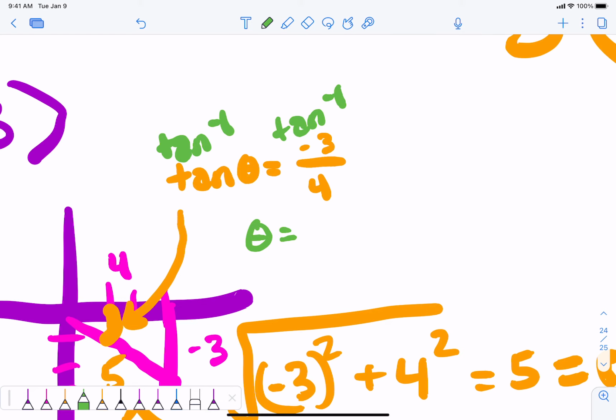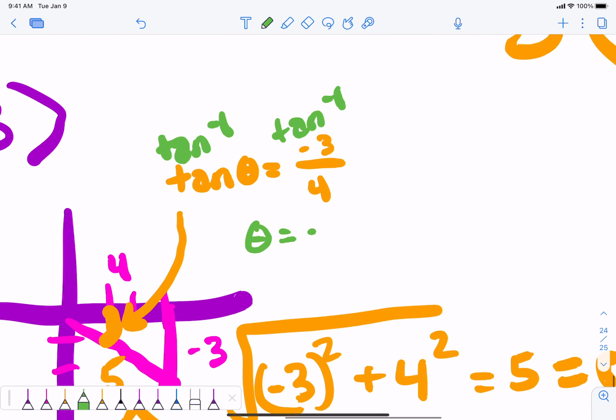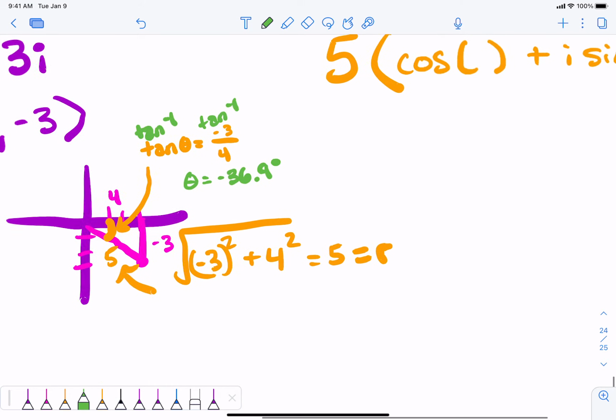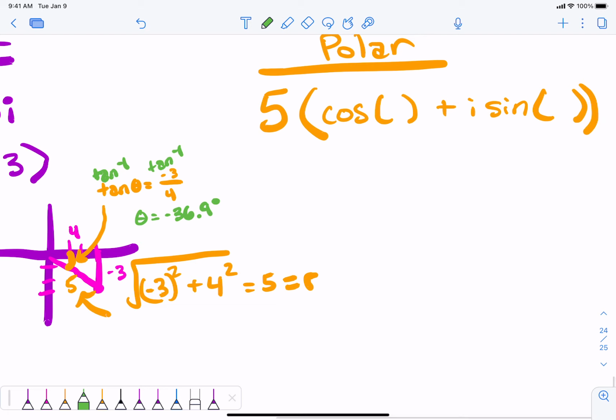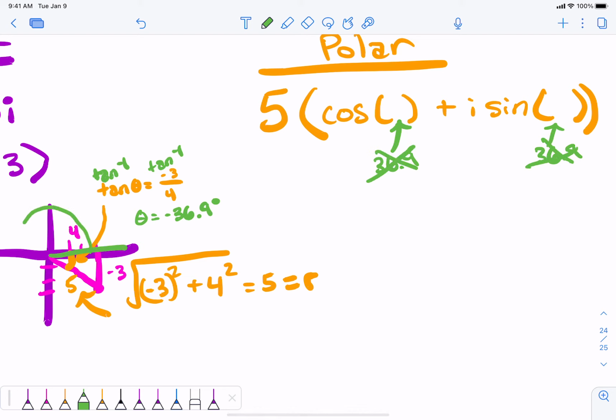Theta will be equal to what? Negative 36.9 degrees. Okay, sure. But here's the problem. If I put negative 36.9 in here, that will not be right. 36.9 cannot go in there, so don't put that in there, because we need to figure out the angle from standard position going around the circle.